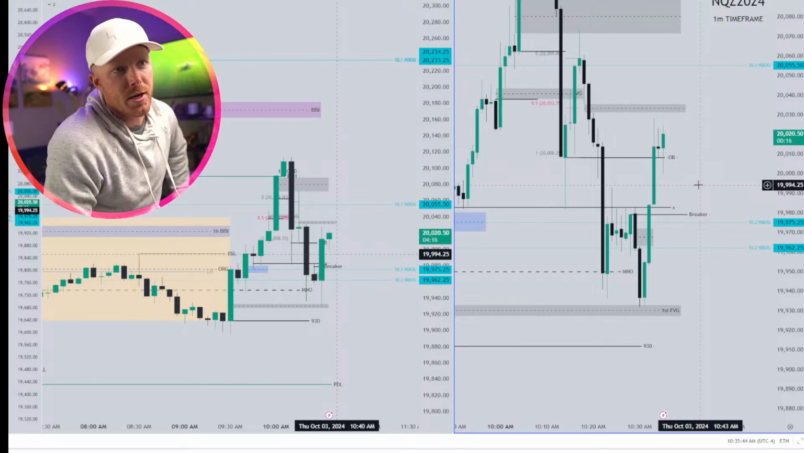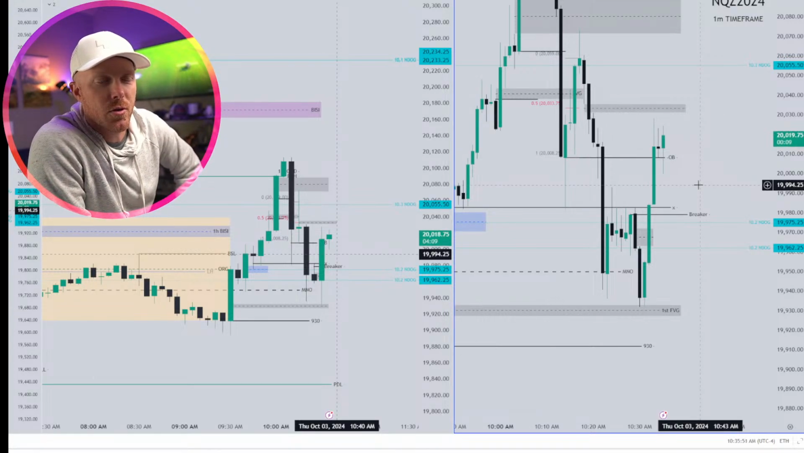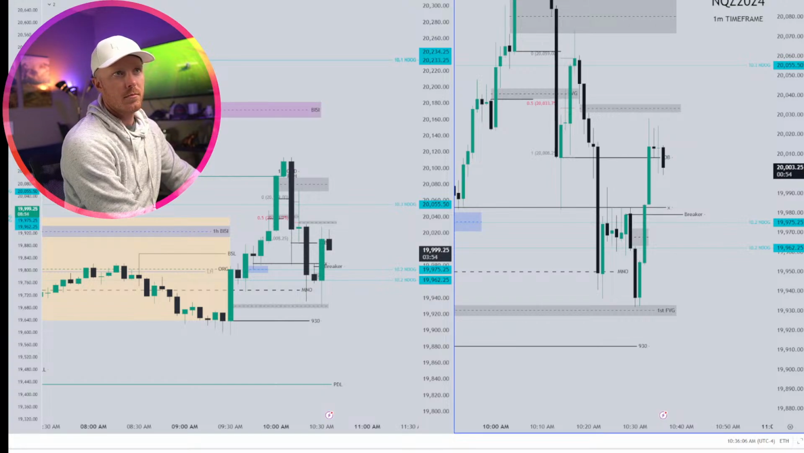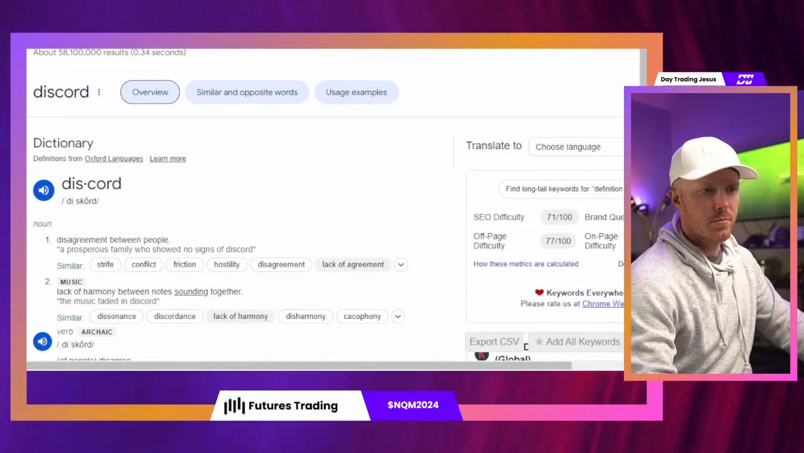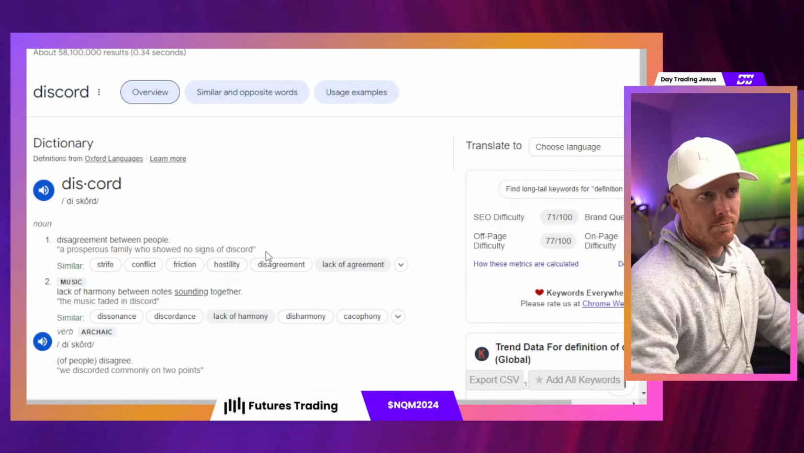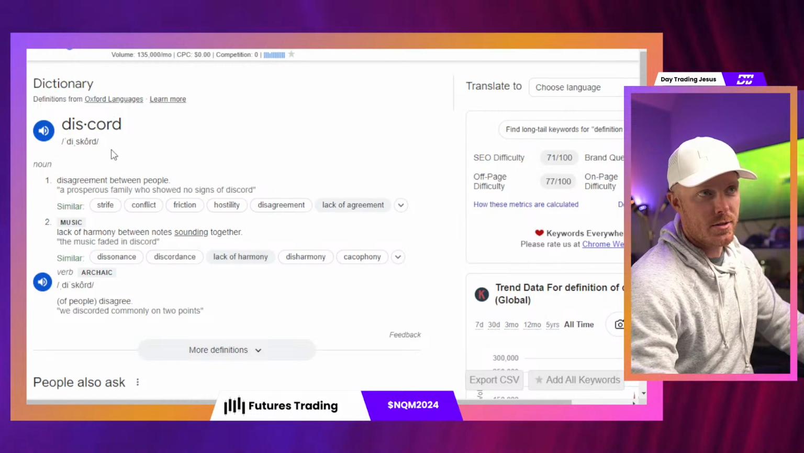Chart Trader, I think first time I'm seeing you here. Welcome. Glad you're here, my friend. TOC, anyone know why Discord app is called Discord? Isn't discord like when you disagree between people? I'm pretty sure that's what. Yeah, right there. There's your definition. Discord. It's a disagreement between people. Lack of harmony. I think it has something to do with communication.